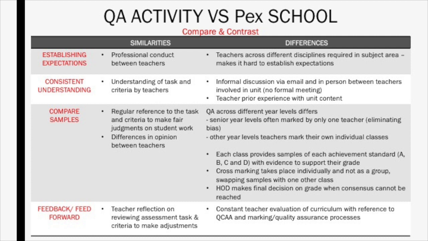The teacher then provides samples of each achievement standard, A, B, C and D, with evidence to support the grade, then swapping samples with another class to cross-mark. If a consensus cannot be reached from the cross-marking, the head of department makes the final decision on the grade. The contrast in marking in comparing samples differs from our quality assurance activity, as we completed the cross-marking process as a group and with only 3 samples.